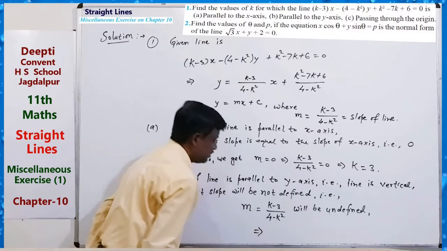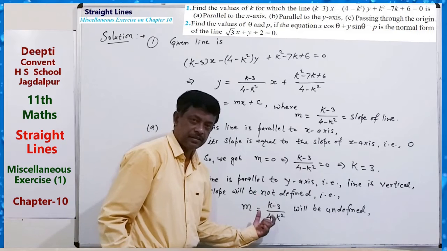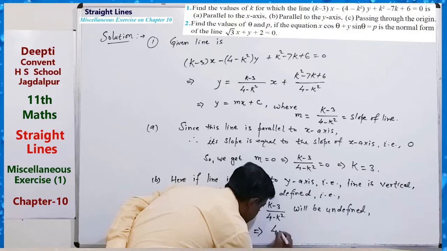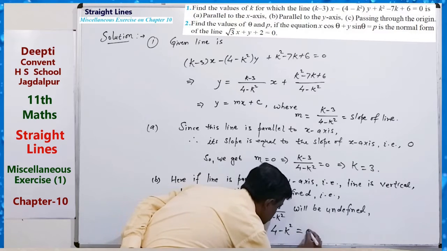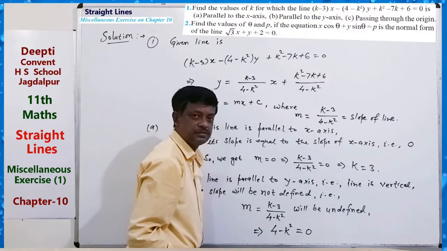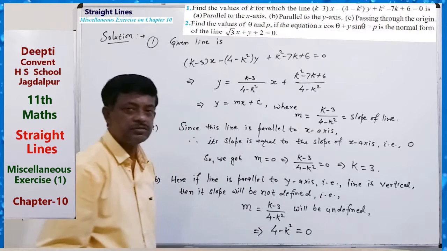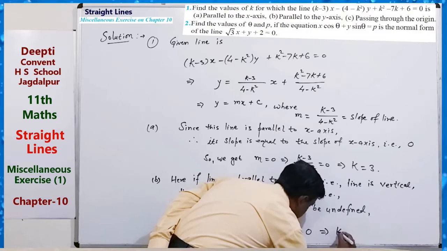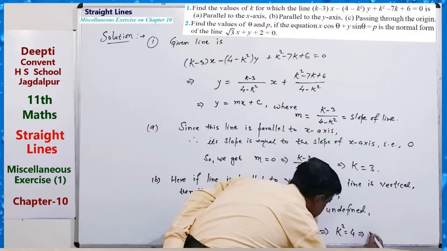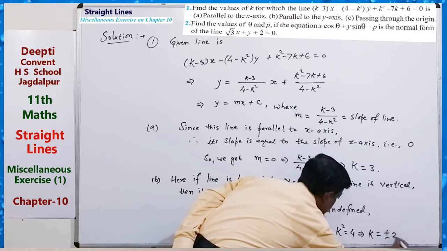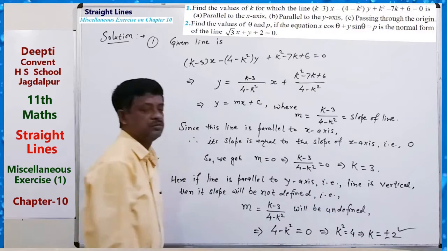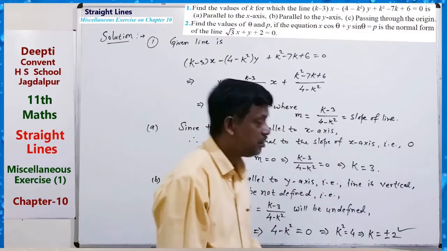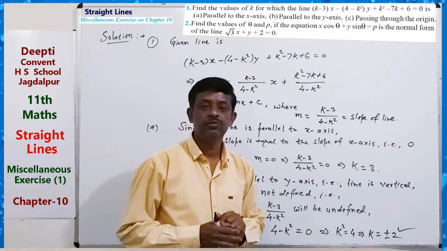This implies 4 minus k square equals 0, that is, k square equals 4, which implies k equals plus minus 2. So the value of k may be plus minus 2 for the line to be parallel to the y-axis.